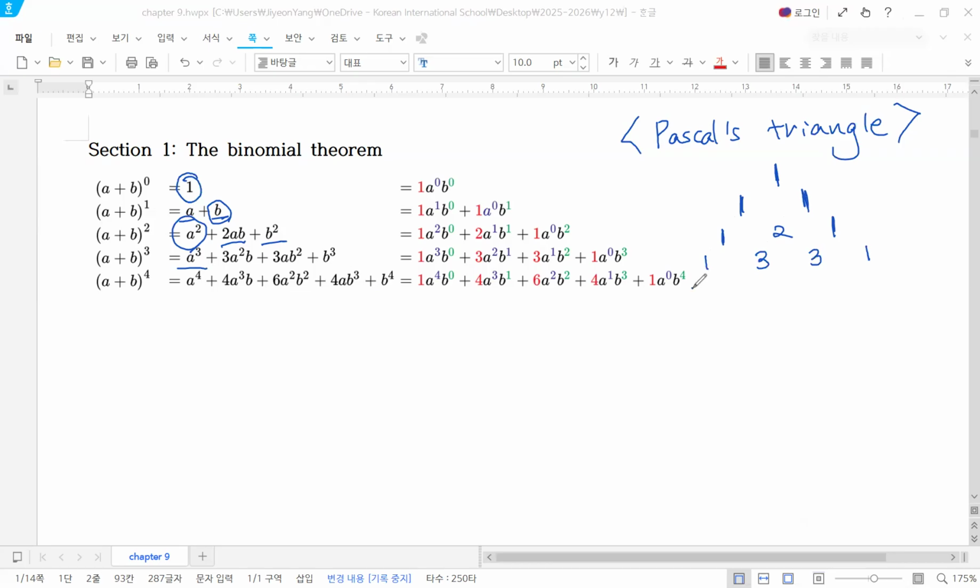And then the next one: 1, 4, 6, 4, 1. We call this triangle Pascal's triangle. What did I say? Pascal's triangle.